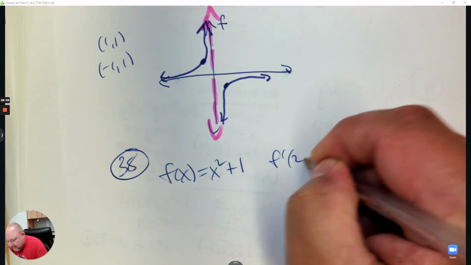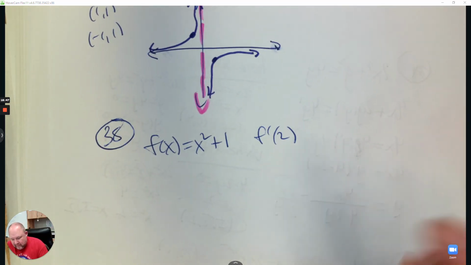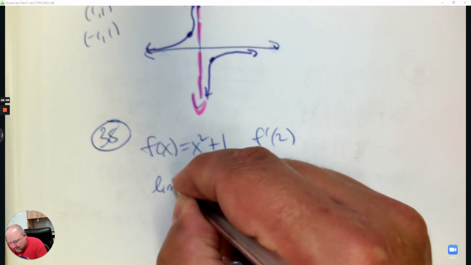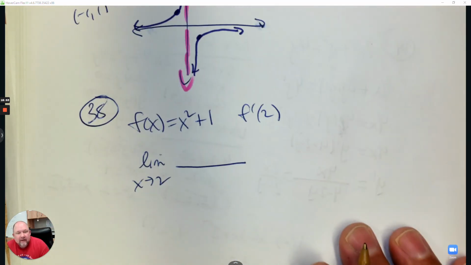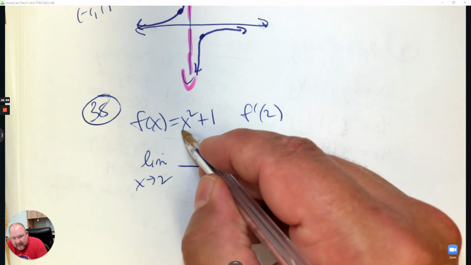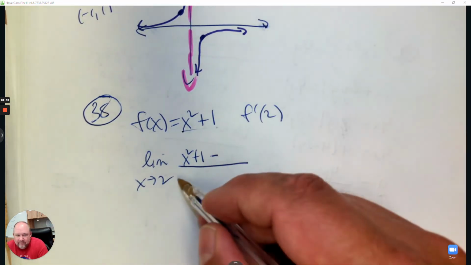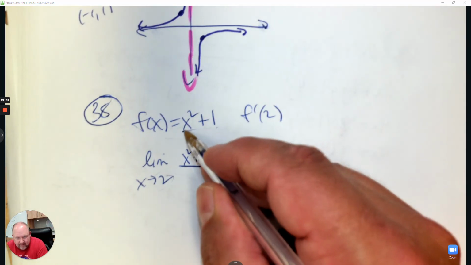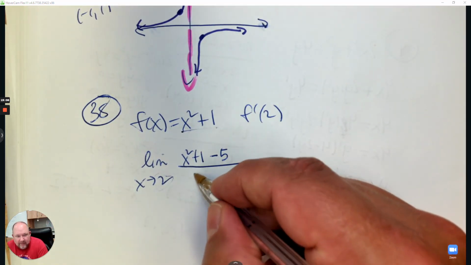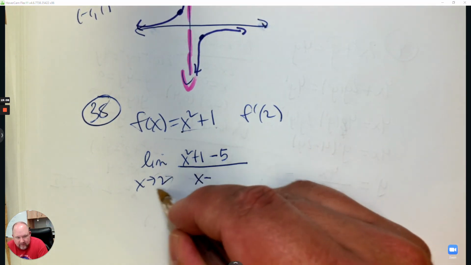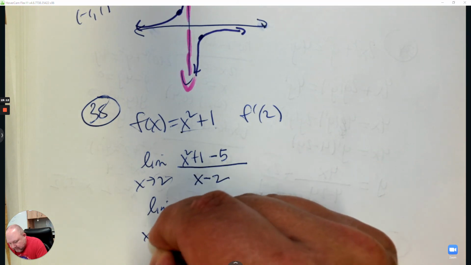So my goal is to find the derivative at 2 using the limit definition, the alternate one. So I need to know the limit as x approaches 2. In the numerator, we have the function, which is x squared plus 1, subtract, and then you plug 2 in, and 2 squared is 4 plus 1, which is 5. And then in the denominator is going to be x subtract whatever we're approaching. So there's the setup.